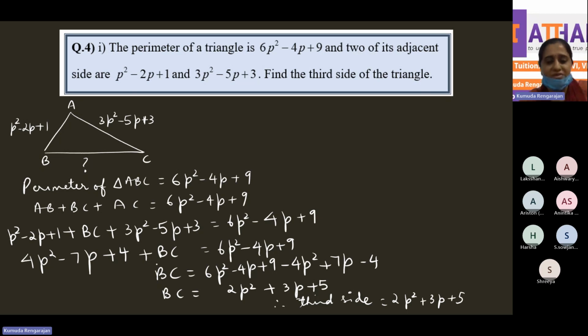See here. BC is equal to 6p square minus 4p plus 9 as it is. This plus 4p square minus 4p square, minus 7p plus 7p, plus 4 minus 4. Now simplify again. There's 6p square minus 4p square, 2p square, minus 4p plus 7p, plus 3p. That's fine. So that's the length of the third side. I repeat, BC need not be the third side. It can be anything. Whatever be the third side, you'll get the same result.